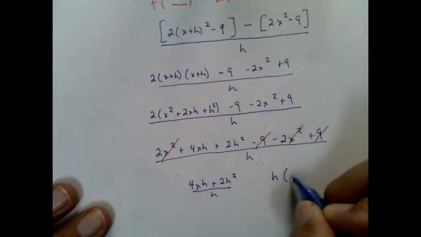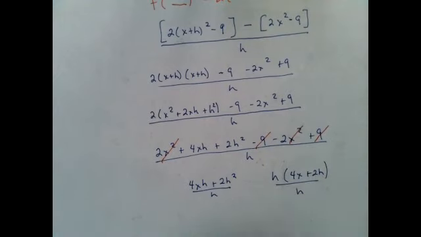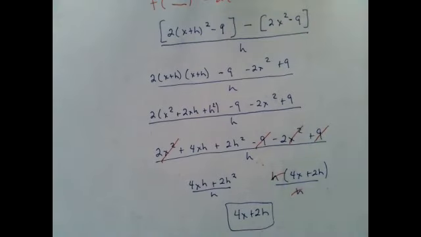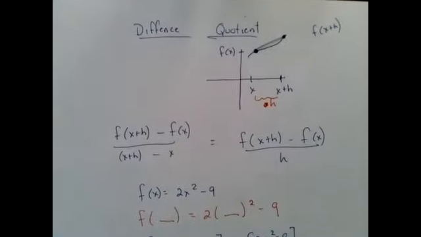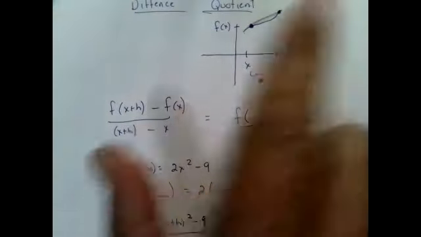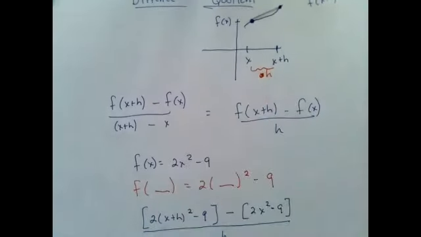I'm going to pull out an h. 4x plus 2h over h. Second thing I said is h will always cancel. 4x plus 2h. And again, this is a building block. Down the road, you're going to use the difference quotient in the C word, calculus. But here's one that, when you're asked to do the difference quotient on the test, you remember where it came from. Got that graph. The slope was y minus y over this x value minus this x value.